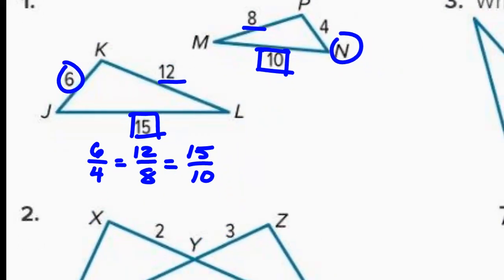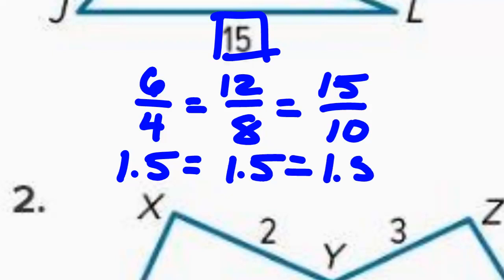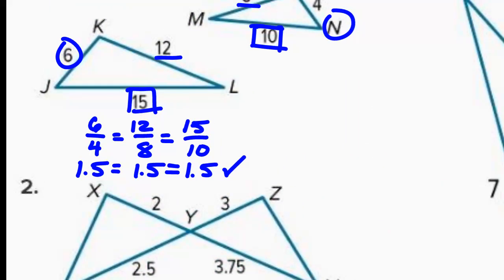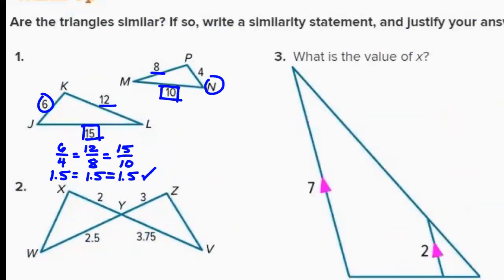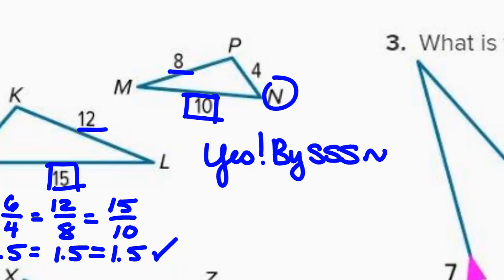When you simplify each of those fractions, you get 1.5. If you set it up the other way, you would still get 3 equal amounts. It would just come out to be something different because it would be the scale factor for the reduction instead of the enlargement. So yes, by side, side, side similarity.